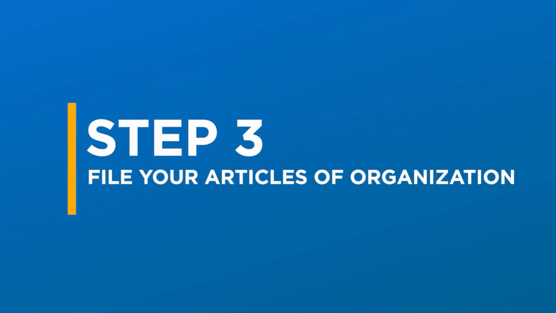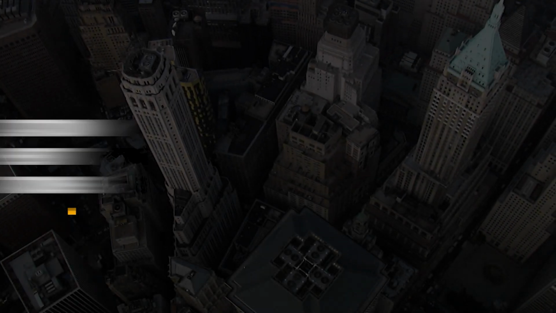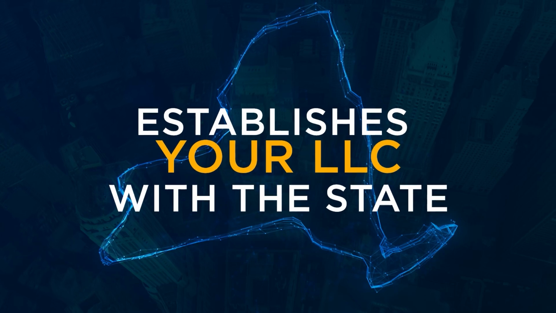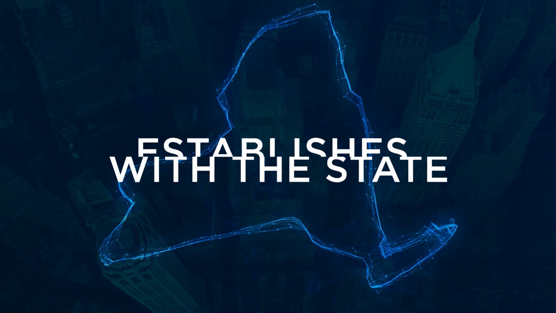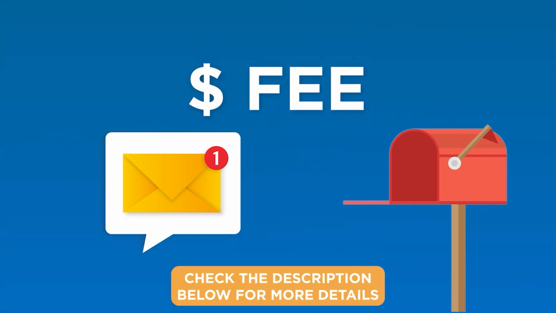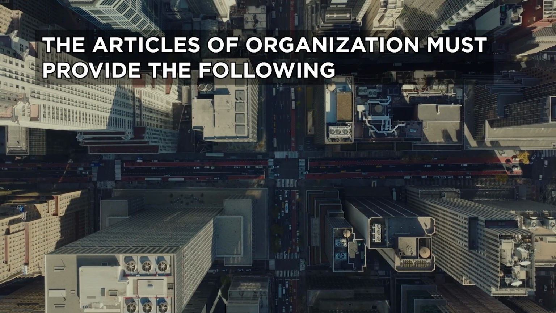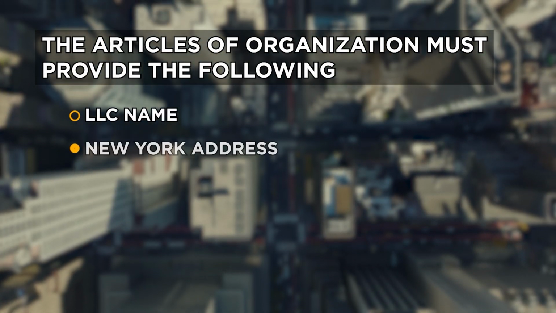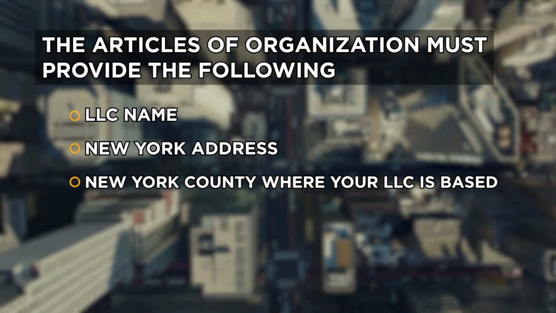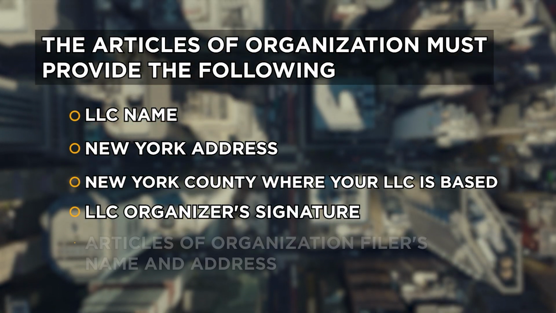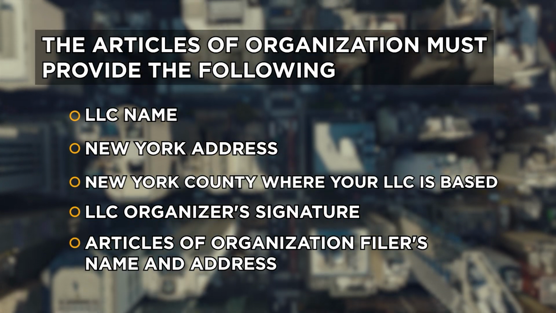Step 3. File your Articles of Organization. Next, file your Articles of Organization with the New York Department of State Division of Corporations. Doing this formally establishes your LLC with the state. The filing can be completed online or through the mail. Note that there is a fee. Check the description below for more details. The Articles of Organization must provide the following details: LLC name, New York address, New York County where the LLC is based, LLC organizer's signature, Articles of Organization filer's name and address.